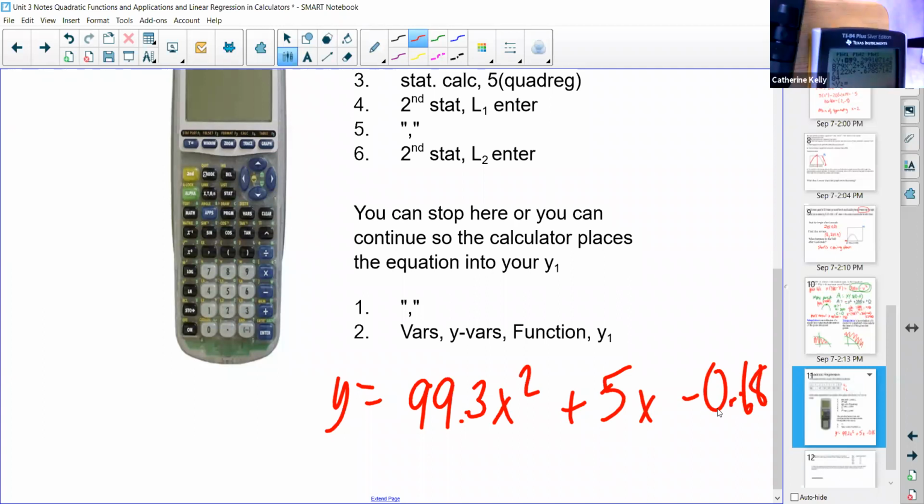Now, if I want to plot it on here, I'm going to go to Y equals, and I'm going to come up here to plot. And I'm going to turn it on, because I want it to list the points as well. And I'm going to go to, what does that look like? What's my window look like? Crazy? Yeah, I'm going to go negative 10 to 10.